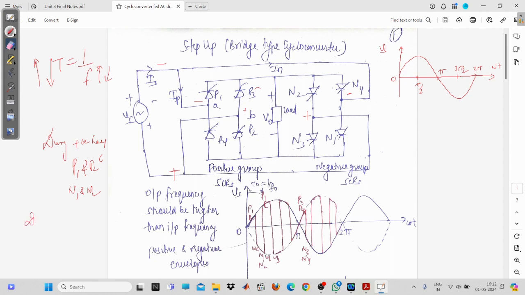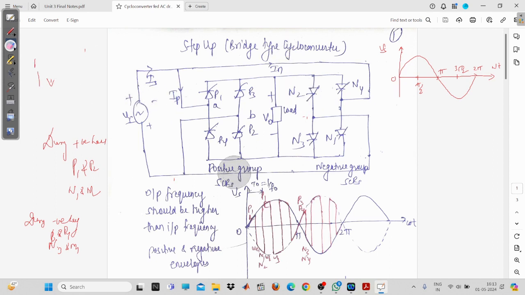So we can write here, during a negative half, P3 and P4 and N3 and N4 will be operating. So in this way, you will have to understand the operation. Now this is clear to you. That is, during a positive half, P1, P2 from the positive group and N1, N2 from the negative group will conduct. And during a negative half, P3, P4 and N3, N4 will be operating. So I think this much is clear to you.